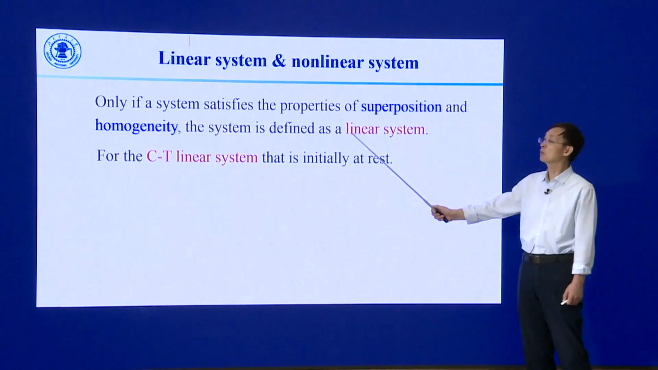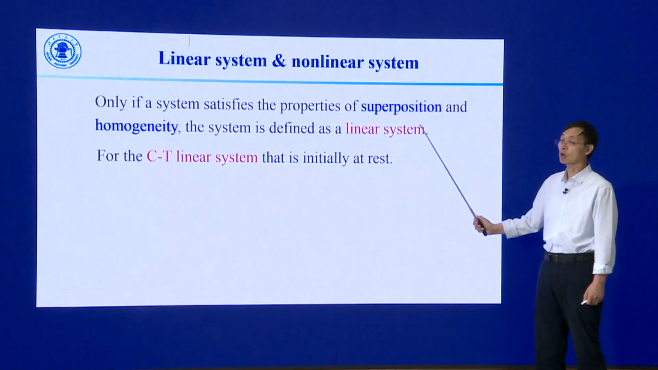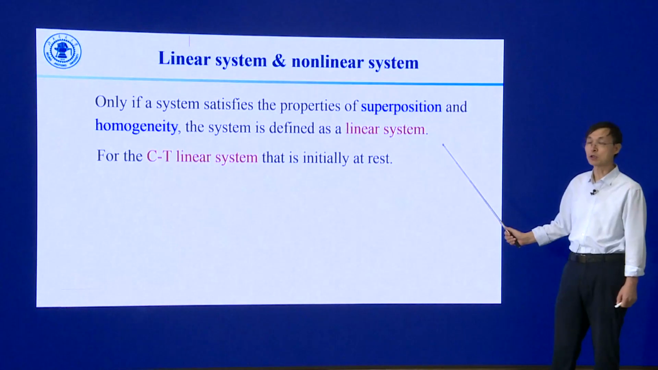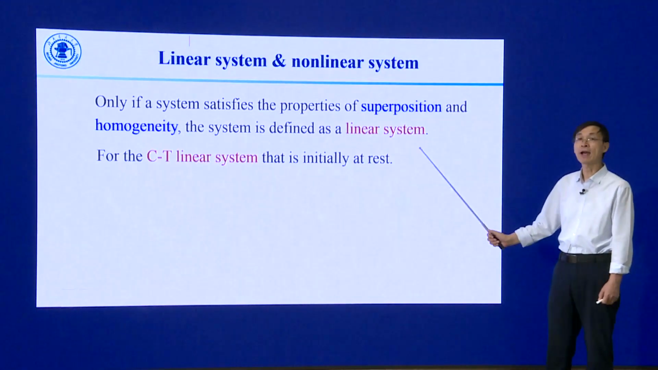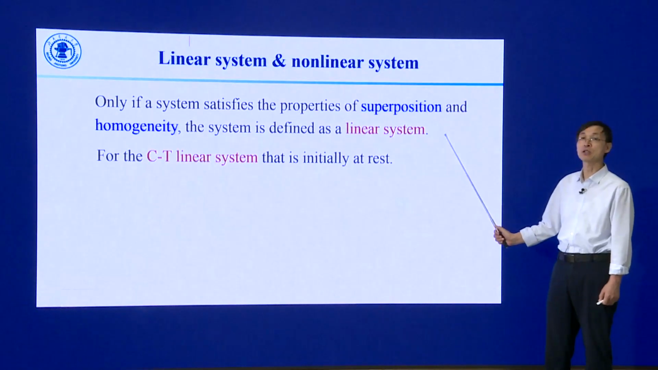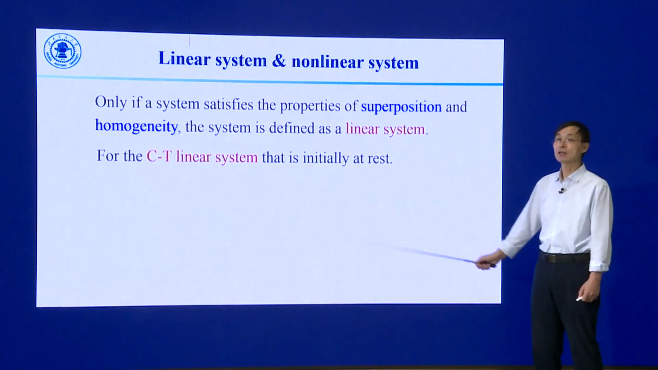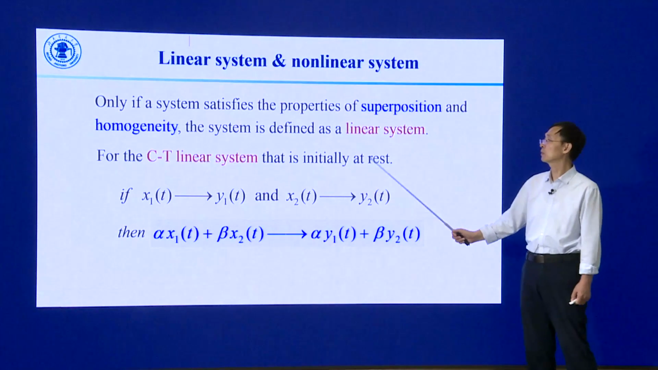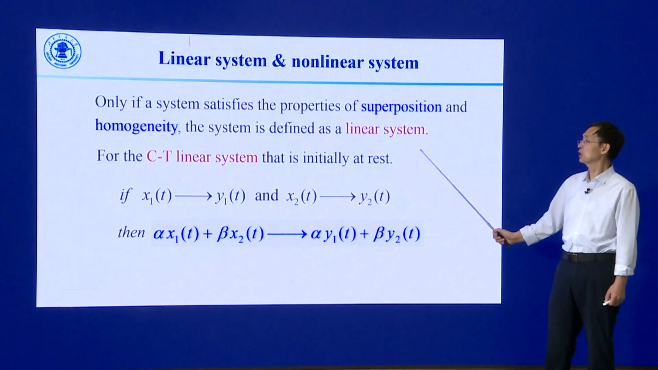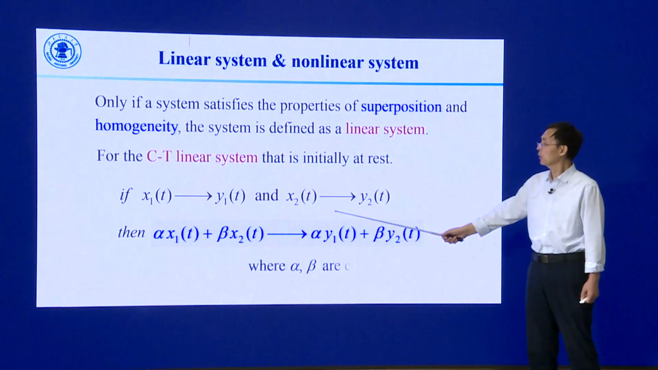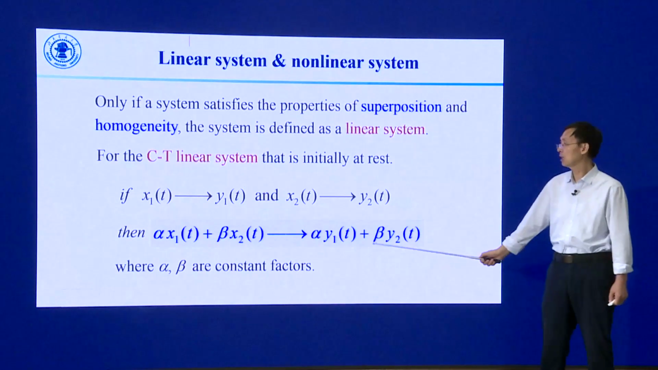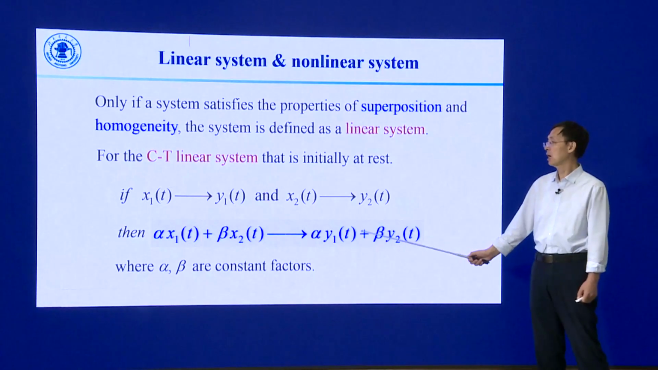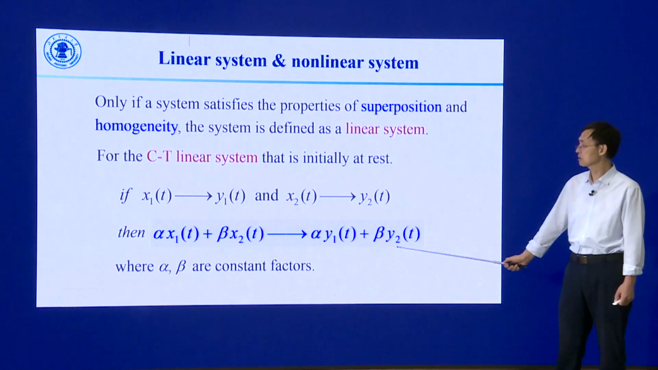Only if a system satisfies the properties of superposition and homogeneity, the system is defined as a linear system. For the continuous time linear system that is initially at rest, we can express it in this way. Here, alpha, beta are constant factors.